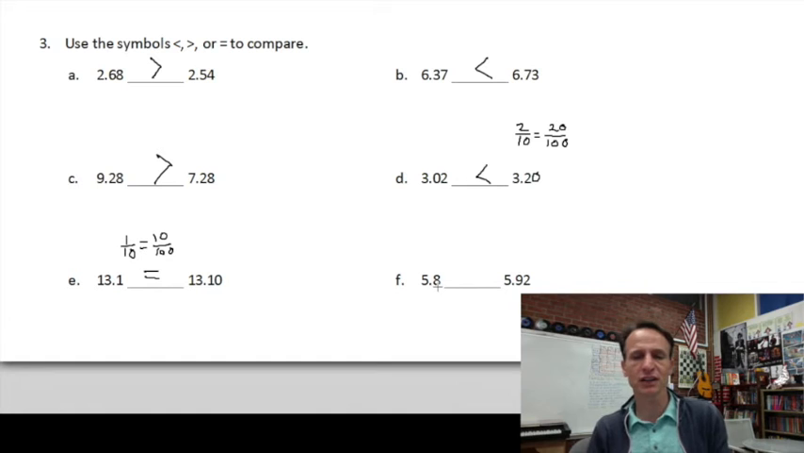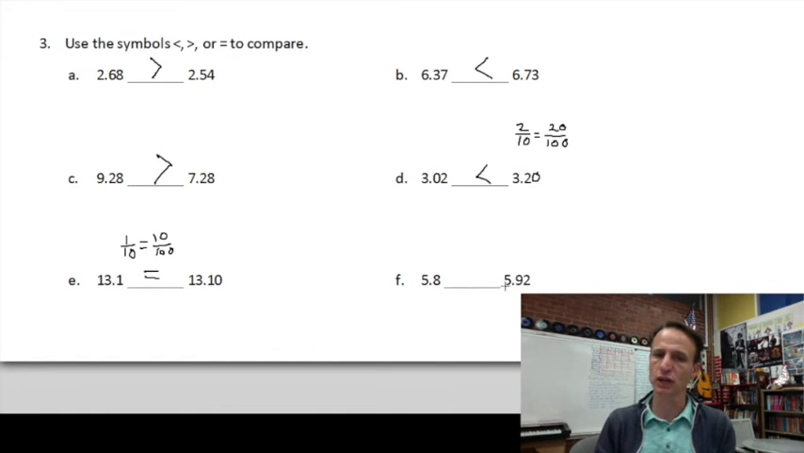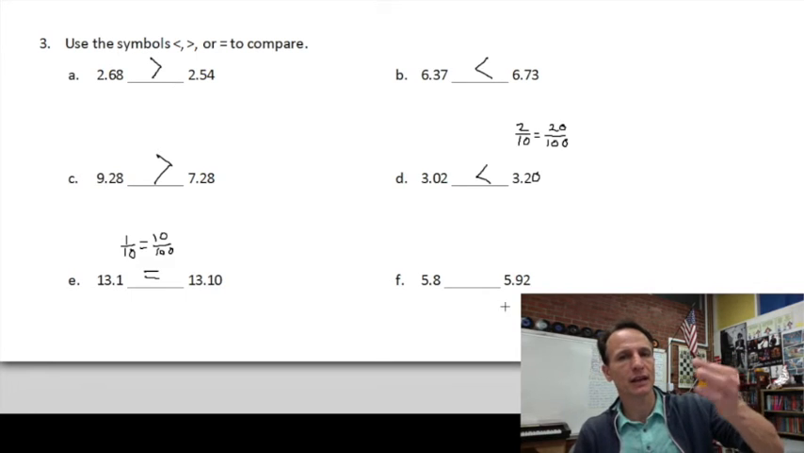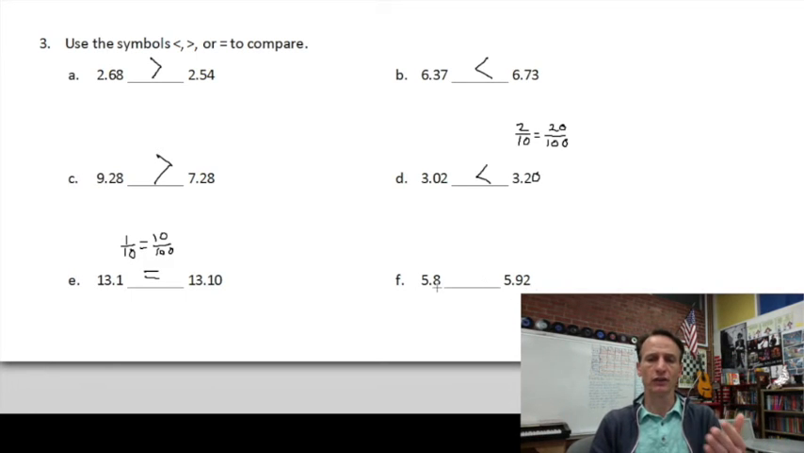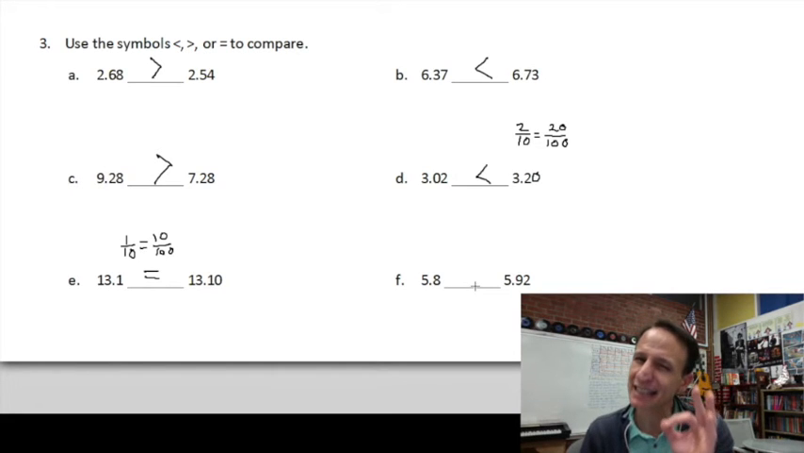It's the same. Same amount of money. All right, and lastly here, 5 and 8/10 compared to 5 and 92 hundredths. The error here is to say, well, 92 is more than 8. Well, that's true, but it doesn't necessarily mean that that's the greater one.